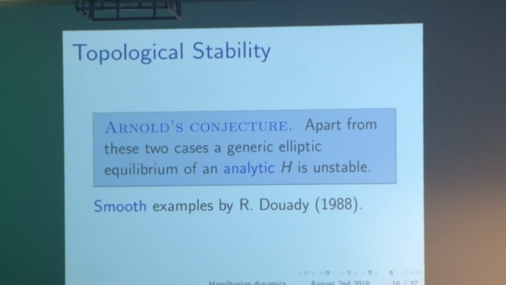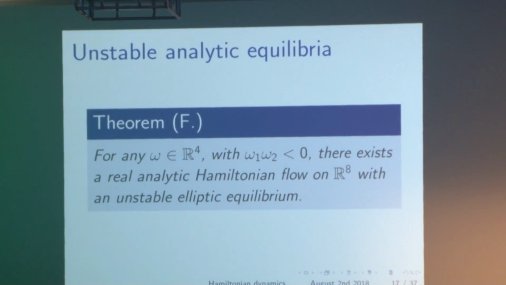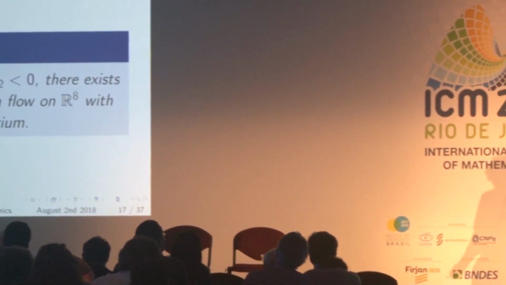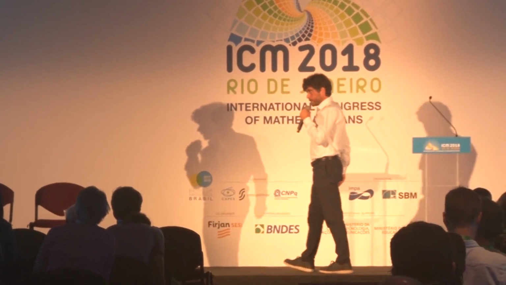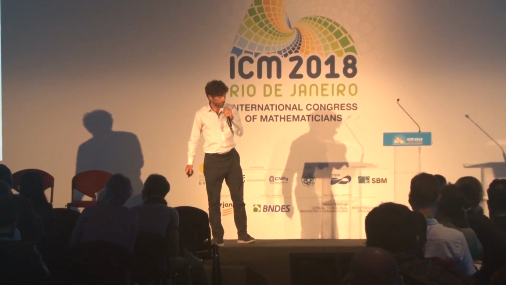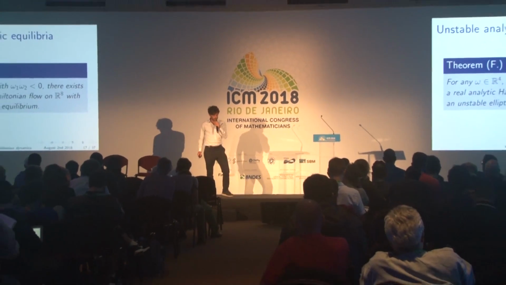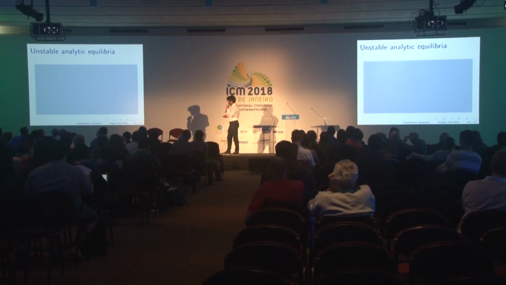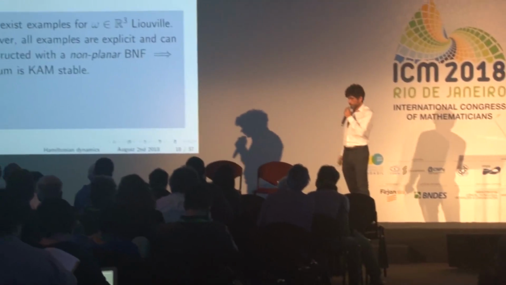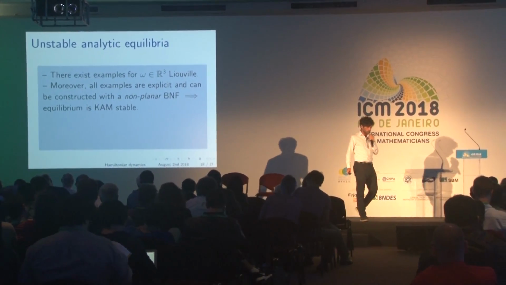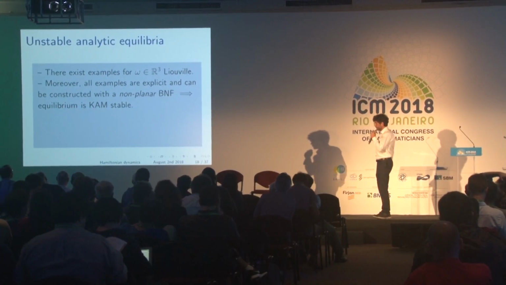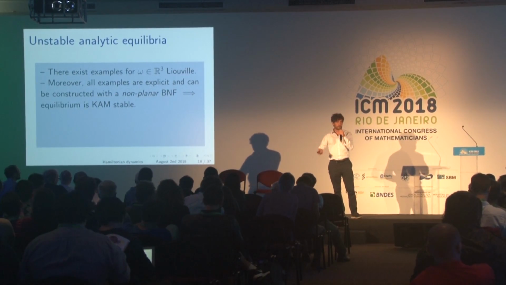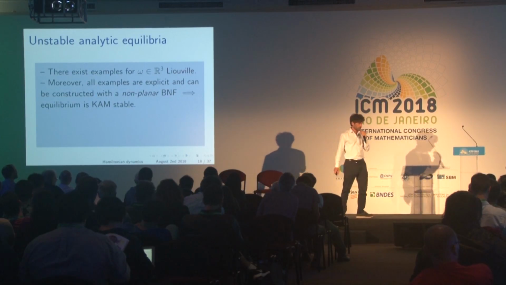And so we have now an example, many examples actually, for arbitrary frequencies in 4 degrees of freedom. We can construct explicit real analytic flows that have unstable elliptic points. Now, these are not generic, but they do have a non-planar Birkhoff normal form. And this means they are KAM stable. So we have the KAM stability that coexists with the diffusion, which we expect in Arnold's conjecture.